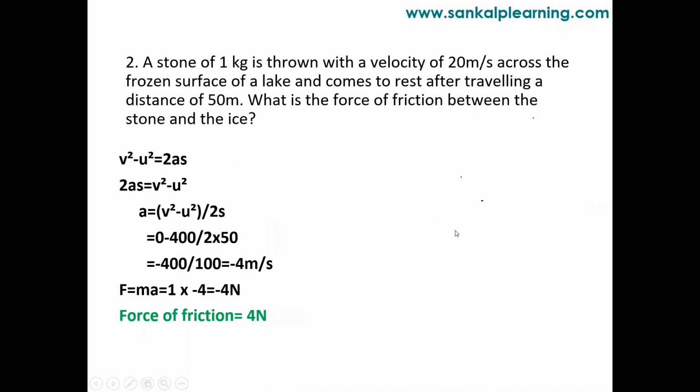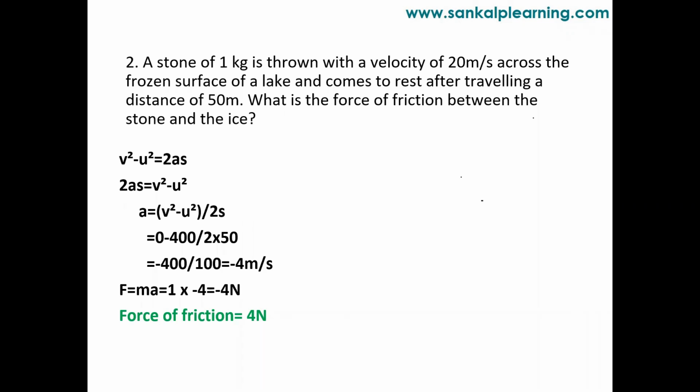Second one. This is also from your textbook only. A stone of 1 kg is thrown with a velocity of 20 meter per second across the frozen surface of a lake, and it comes to rest after traveling a distance of 50 meter. So what is the force of friction between the stone and the ice? So we have a stone of mass 1 kg. We need to calculate force.